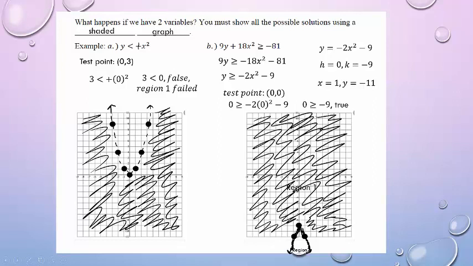So you only need to test one point. If it's true, that's the region you shade. And if it's false, that means that's not the region you shade, so therefore you have to shade the other region. One of these regions is always going to get shaded. That's not changing. So the test point will tell you what you need to do.